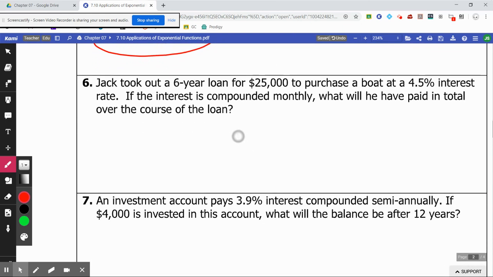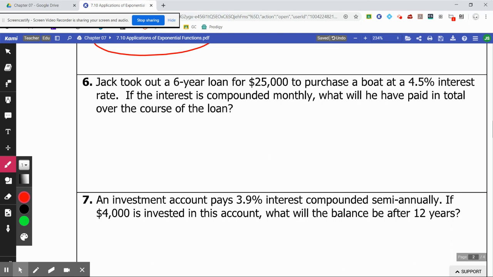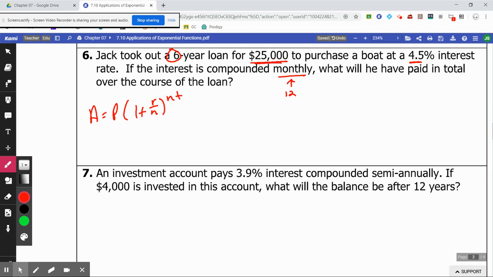Jack took out a 6-year loan for $25,000 to purchase a boat at a 4.5% interest rate. If the interest is compounded monthly, so since it's monthly, that would be 12 times a year. What will he have paid over the course of the loan? So A is equal to P times 1 plus R over N raised to the NT power. The initial amount of the loan was $25,000, and it's a 6-year loan, so that tells you the T.